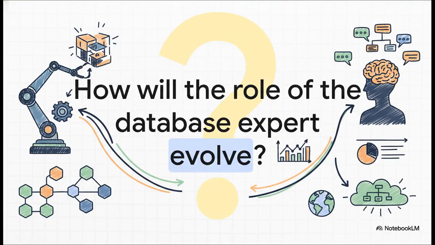And that kind of leaves us with one final thought to chew on. As these automated tools get even smarter and more autonomous, how do you think the role of the database expert, the DBA, the data engineer, is going to evolve? Are we moving away from manual tuning and more towards strategic oversight and really deeply understanding the business context? It's definitely something to think about.